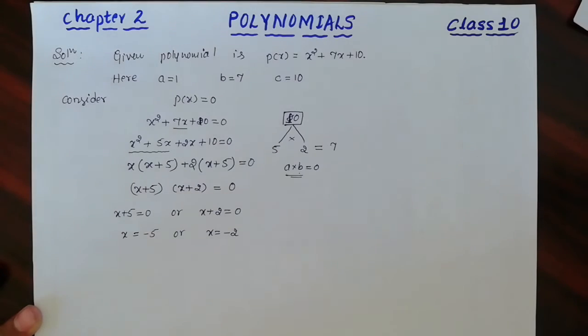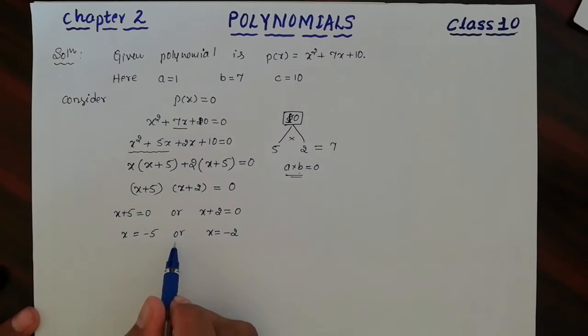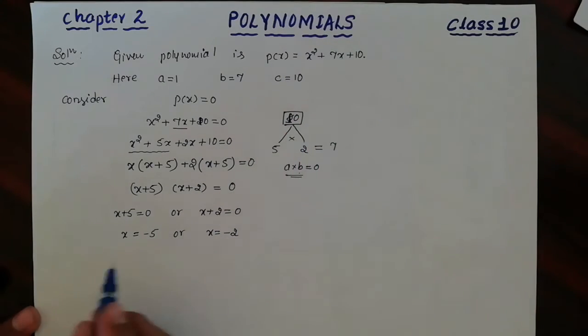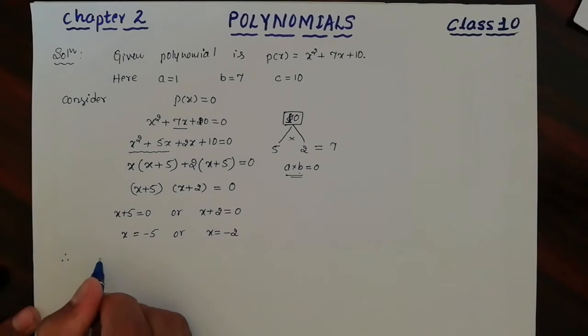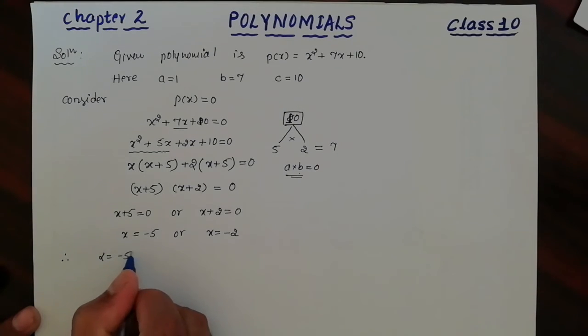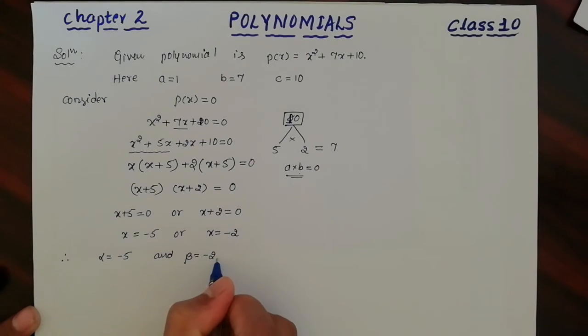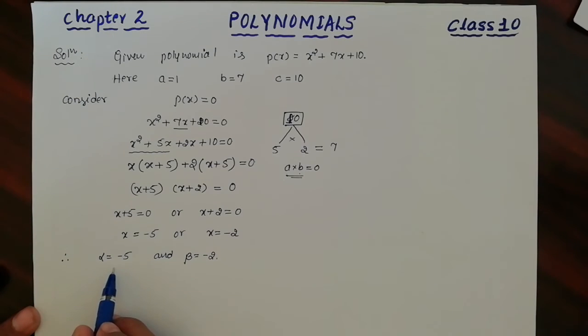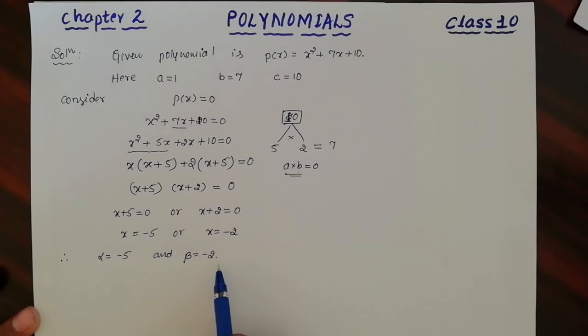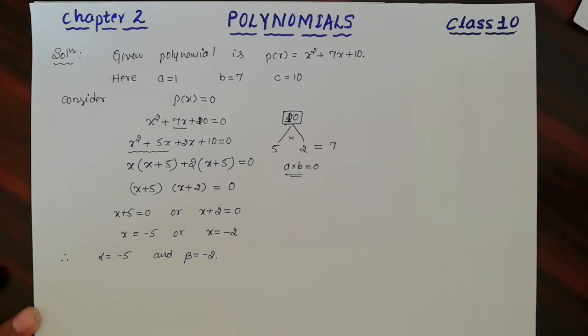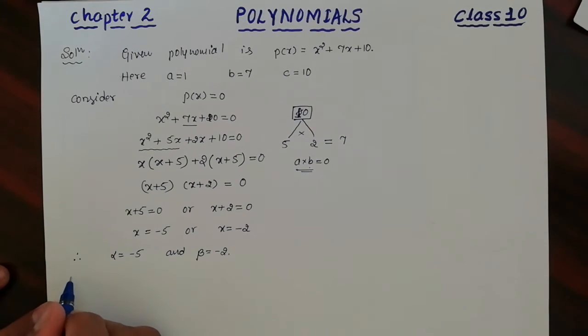Now what are the two values we have got? Minus 5 and minus 2 are zeros of p of x. So at last I'm going to write: therefore alpha is equal to minus 5 and beta is equal to minus 2. Now I have found the zeros of the given polynomial, minus 5 and minus 2, and now I have to verify the relationship between the zeros and the coefficients.